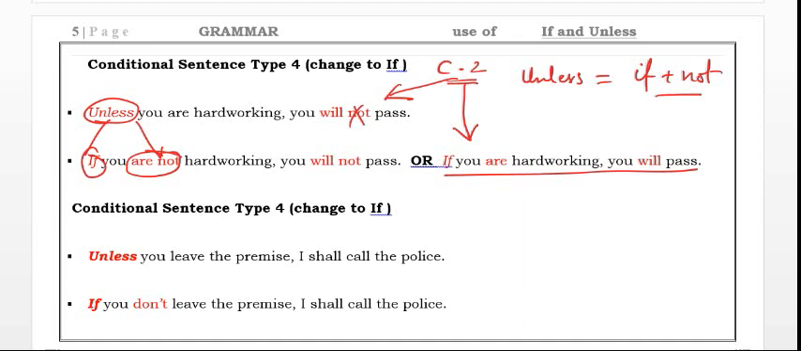Convert it into if. Unless you leave the premises, I shall call the police. So unless again is positive over here. So if and not. I have converted this. So unless you leave the premises, I shall call the police. If you don't leave the premises, I shall call the police.